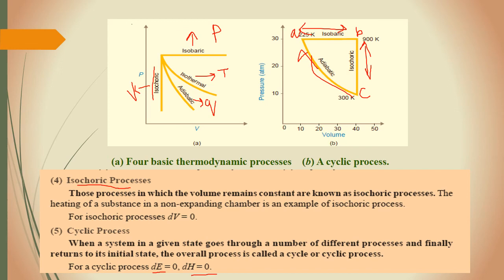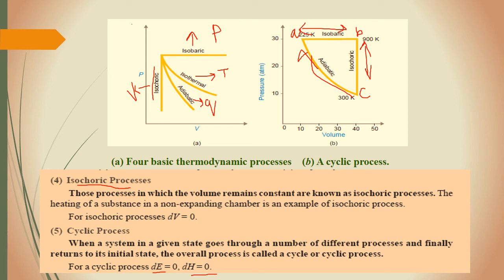In this other plot, again a graph of pressure versus volume, we are displaying the cyclic process. Assume I have the initial state A, B and C, so this whole system goes through these different processes and again regains its original state. Isobaric process along the path A to B, then B to C isochoric process, then C to A adiabatic process.